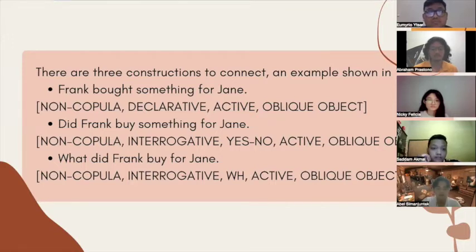Okay, next there are 3 constructions to connect, an example shown in example number 10. 10A, Frank bought something for Jane. Consists of non-copula, declarative, active, object. Then B, did Frank buy something for Jane? Consists of non-copula, interrogative, yes/no, active, object. And then C, what did Frank buy for Jane? Consists of non-copula, interrogative, WH, active, and object.